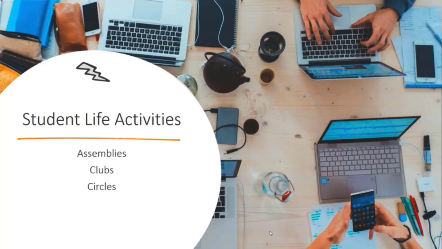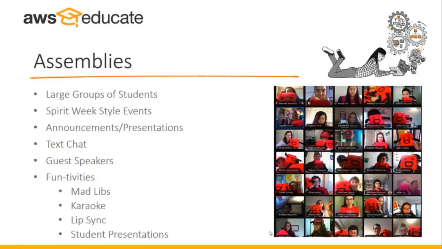And so we'll cover 3 of the student life activities that we have implemented at Stanford Online High School, and those are assemblies, clubs, and circles. So first, our assemblies. These are our large groups of students. This is where we do some Spirit Week style events.